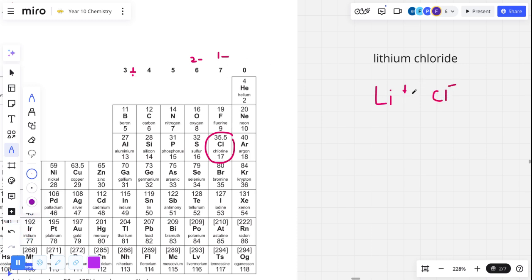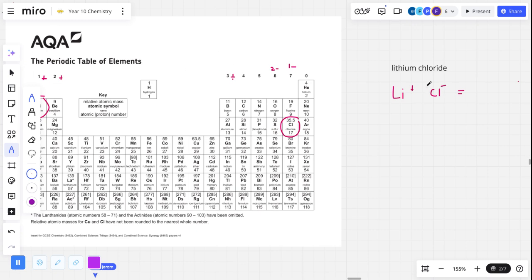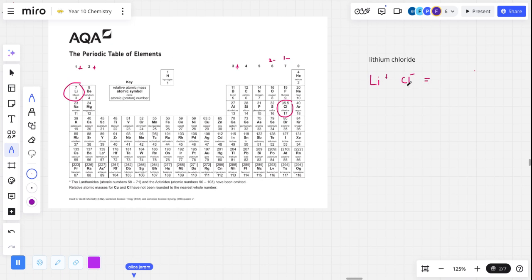So what you do is you've got 1 plus and 1 minus, and to get an ionic formula, they must cancel out. It must equal 0. So you've got 1 plus, you've got 1 minus, which is 0. So the ionic formula of lithium chloride is LiCl.